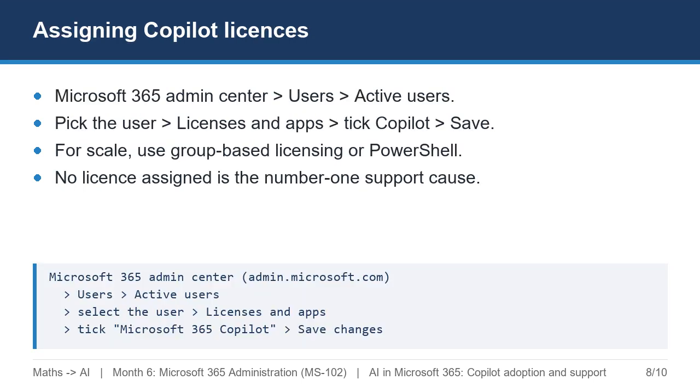Let's do the hands-on part, assigning a license. In the Microsoft 365 Admin Center, go to Users, then Active Users, pick the person, open Licenses and Apps, tick Microsoft 365 Copilot, and save. For more than a handful of people you'd use group-based licensing or PowerShell instead, which scales far better. Remember this path, because no license assigned is the single most common reason Copilot doesn't appear for someone.